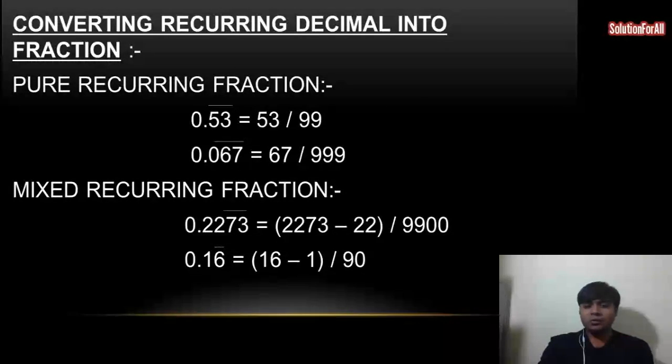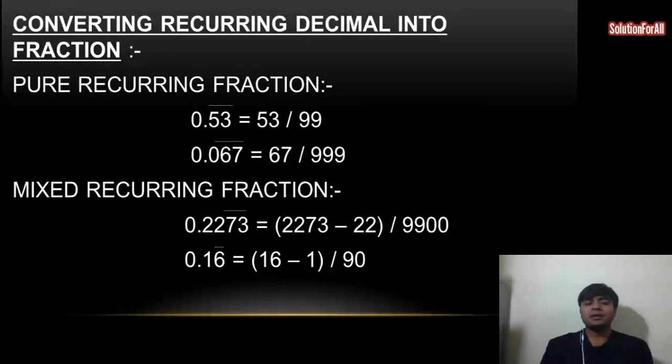So I will subtract 22 from 2273 and this will be divided by, I am having two digits that are being repeated, so I will write 2 times 9, and then I'll put 2 zeros because there are two digits that are getting repeated. So the value will be like 2273 subtracted by 22 and the whole is divided by 9900.